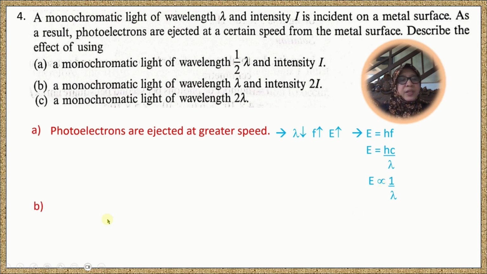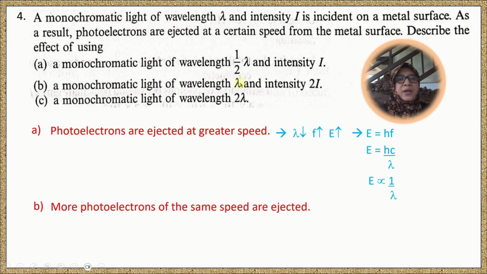Okay. Now question B. A monochromatic light of wavelength lambda and the intensity double, 2I. So the wavelength remains the same. So what happened? More photoelectrons of the same speed are ejected. This is the effect when we use the same wavelength and higher intensity. So the number of photoelectrons ejected depends on the intensity. The larger the intensity, the larger the number of photoelectrons.